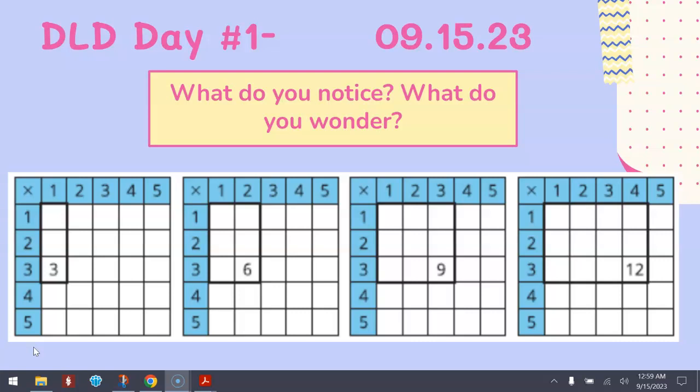Here's what I would like for you to do. I want you to look at this and tell me, what do you notice? What do you wonder? Pause the video and on a sheet of paper or just in a discussion with your parents or your siblings, tell them what you notice about this picture. What do you wonder about this picture? Write it down. Write two things that you notice and two things that you wonder.